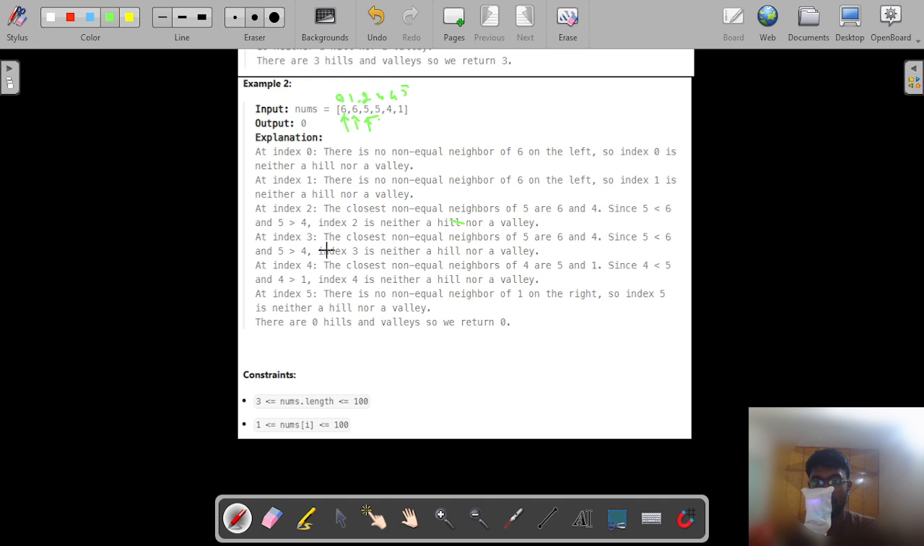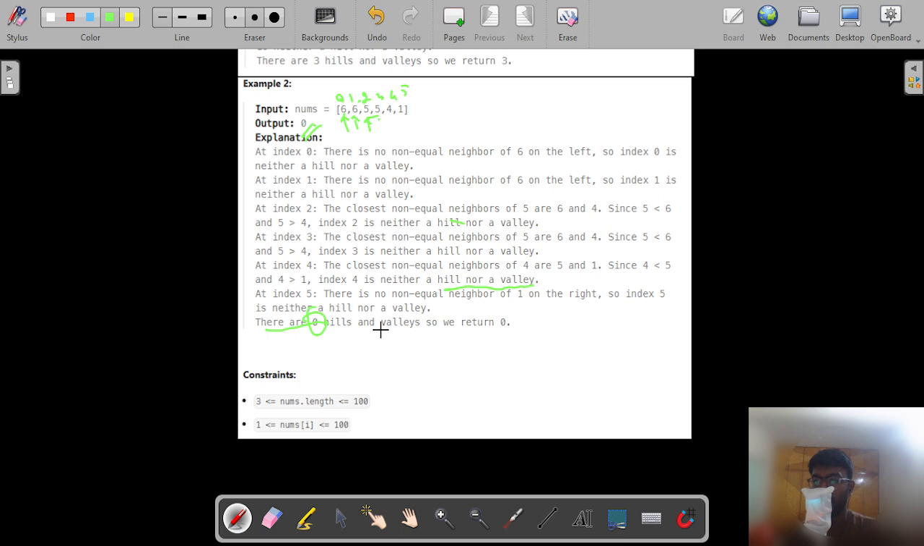Similarly, at index 3, the closest non-equal neighbors are 6 and 4. Since 5 is less than 6 and 5 is greater than 4, it is neither a hill nor a valley. At index 4, the closest non-equal neighbors are 4 and 1, so it is also neither a hill nor a valley, right? There are no hills and no valleys, so the output is 0. That's the one that we see.